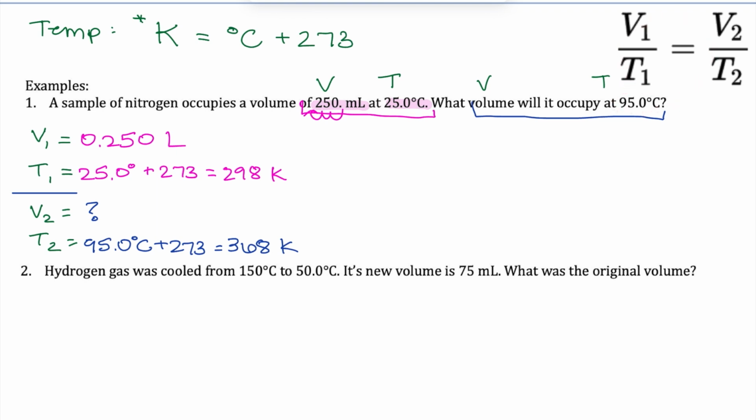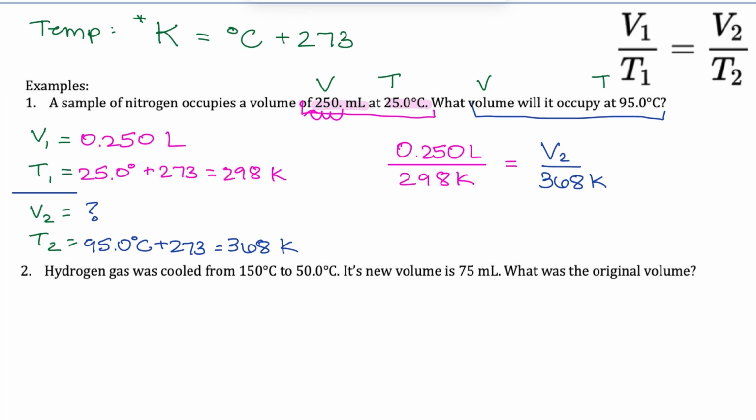So we've got our V1 over T1. I'm going to just plug those in as I go. We've got V1, 0.250 liters over T1, 298 K equals, we're looking for V2 over our 368 K, and we need to solve for volume 2.